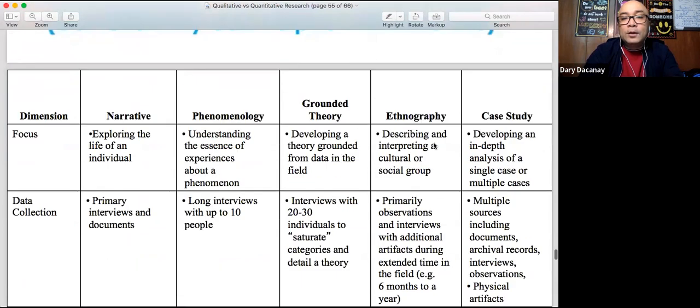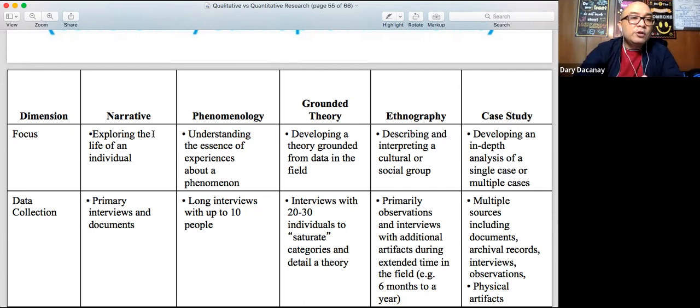Okay, so this table would present to you the different types of qualitative research: narrative, phenomenology, grounded theory, ethnography, and case study. I haven't mentioned narrative because although it's not quite popular compared to the other four, phenomenology, grounded theory, ethnography, and case study, I included it here.